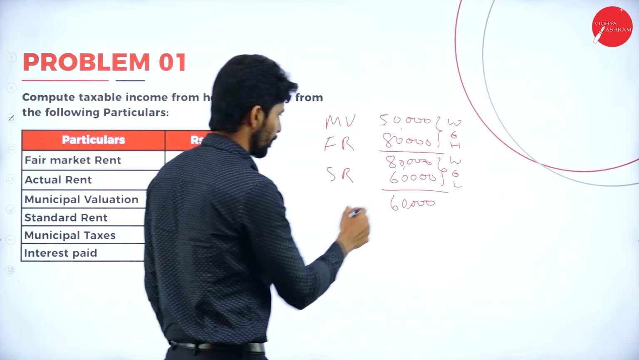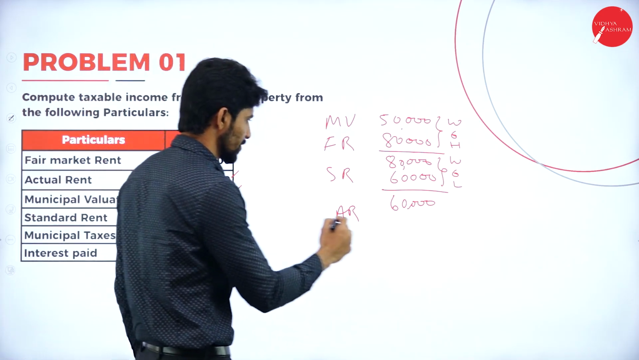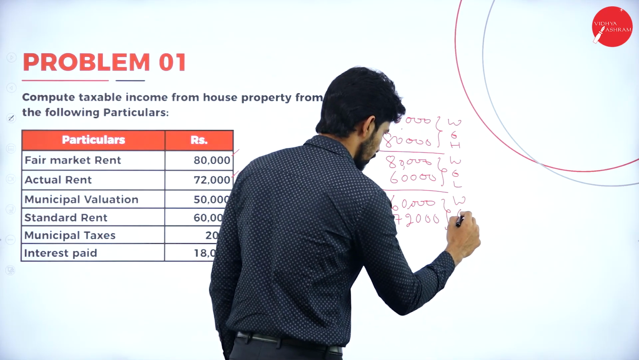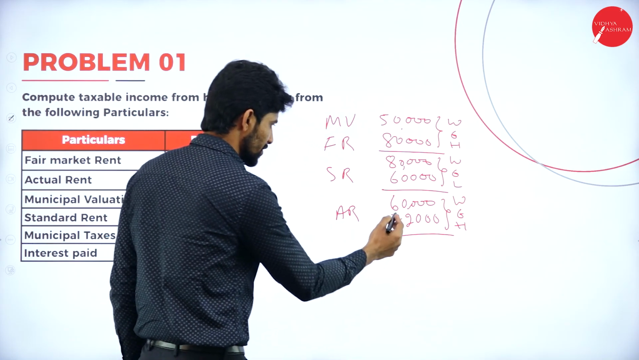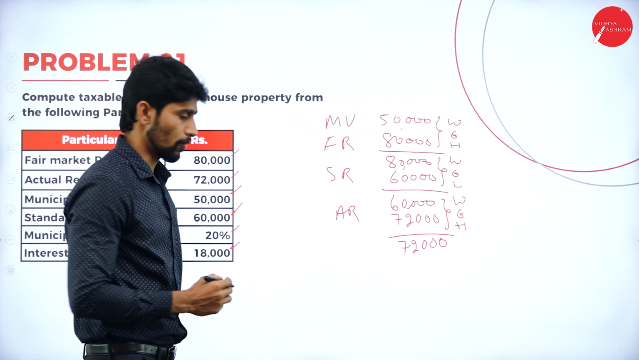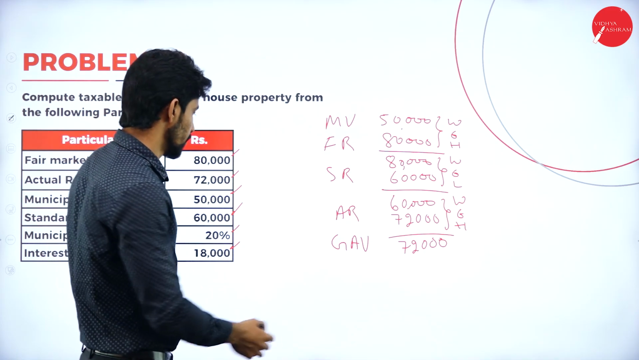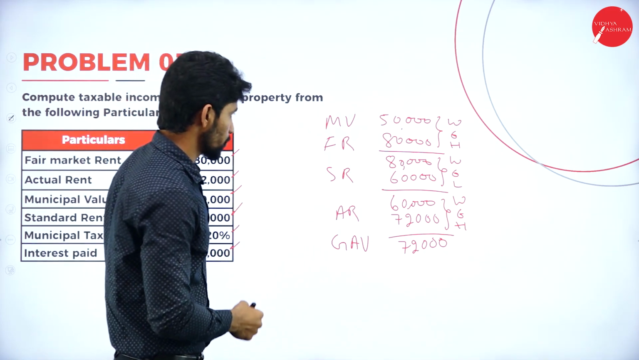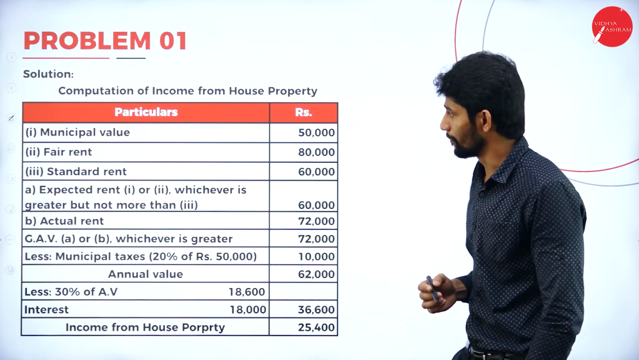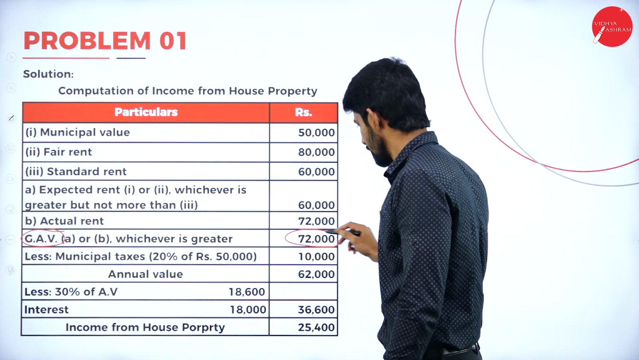60,000. So compare 60,000 with actual rent. What is the actual rent? It is 72,000. Right? 72,000. Whichever is high. Which is the highest value? 72,000. So this 72,000 is called what? Gross annual value. We will call it GAV, gross annual value. Okay. So this is how we are supposed to find it out. So now we will solve the problem. Here you can see the gross annual value is rupees 72,000.